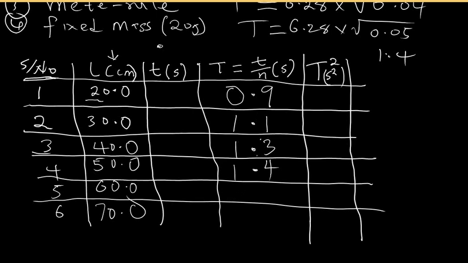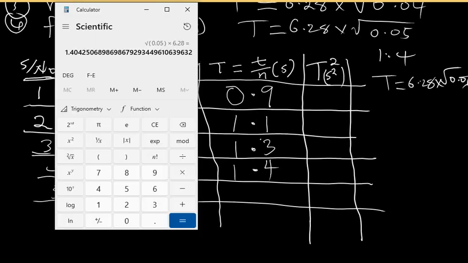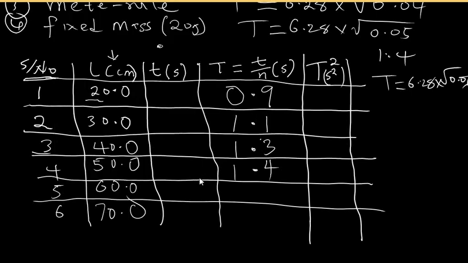Here we have the next reading. T is going to be equal to 6.28 times the square root of 0.06. Here we go. 0.06 square root, then times 6.28, 1.5. Okay, 1.5 approximately.